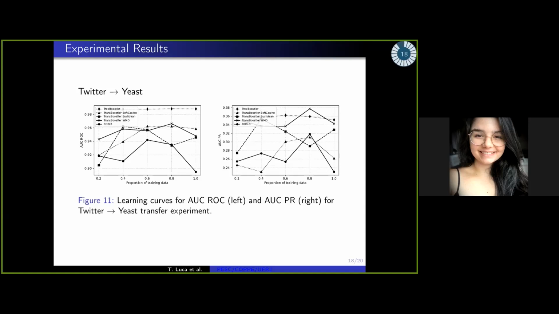When transferring from Twitter to IST, it underperforms TreeBoostter and outperforms RDN-B for AUC-ROC, and for AUC-PR, it underperforms TreeBoostter except when using 80% of the training data and word mover's distance, and it underperforms learning from scratch when using 20, 40, and 80% of the target data for soft cosine similarity.